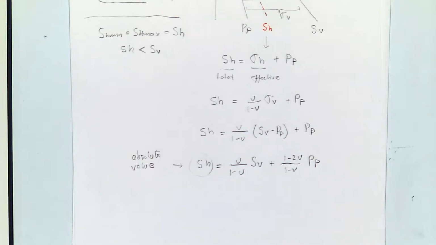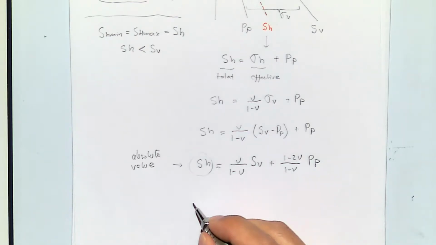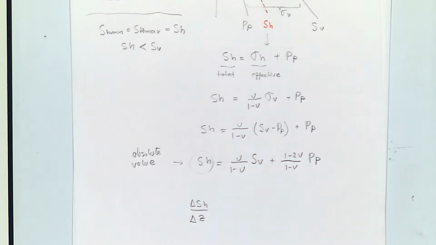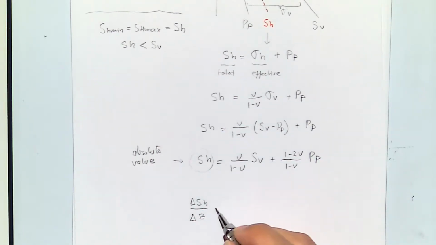So one thing is absolute values, and another thing is gradients. But let's now talk about gradients. If I want to get a gradient, what should I do? Take the derivative, right? Or in simpler terms, a variation with respect to depth, where depth is z. We know that the Poisson ratio for a specific location is not going to vary with depth. I mean, it's going to vary with depth, but for a specific location, it will not.